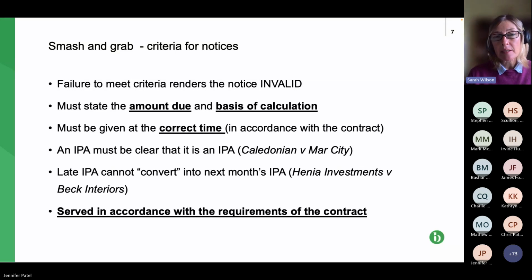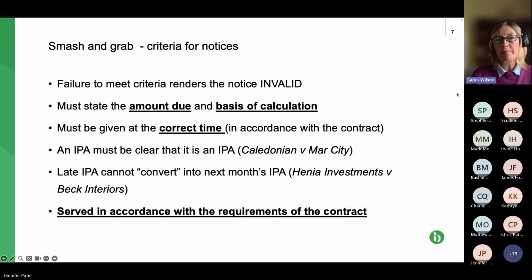So the first thing is, and this is under the Housing Grants Act as amended in 2011, the notice, whichever one we're talking about, so the interim payment application, payment notice, certificate, pay less notice, contractor's default notice, they must state, number one, the amount due. You would expect you would put that in automatically, but it must state that. And it also must state the basis of calculation, and that must be relatively clear. And there's a little bit of case law on that in recent times, so we'll come to that.